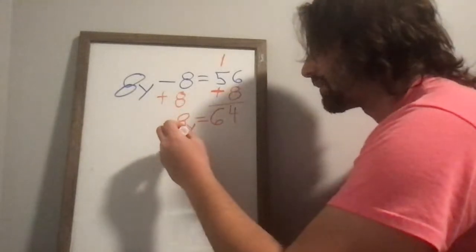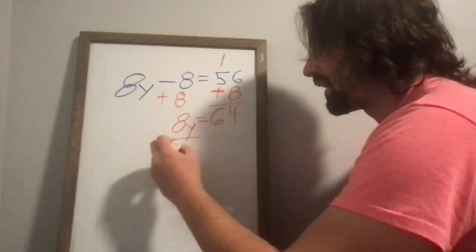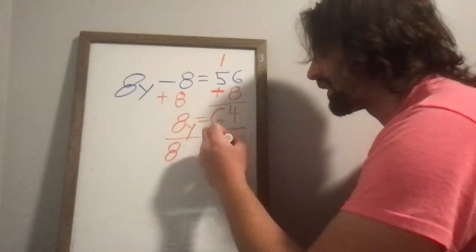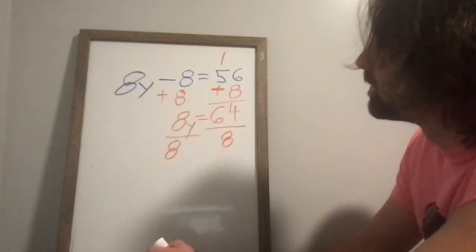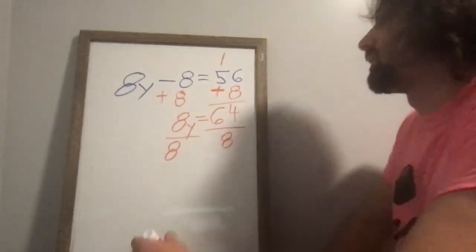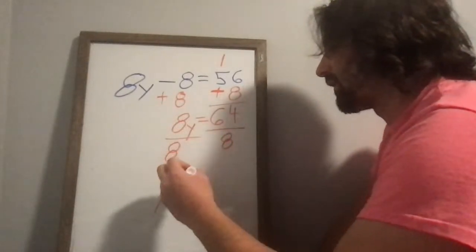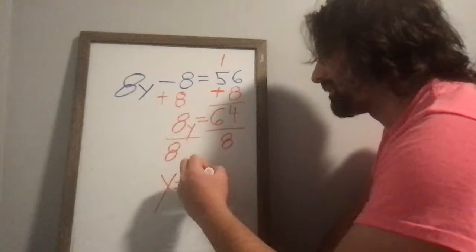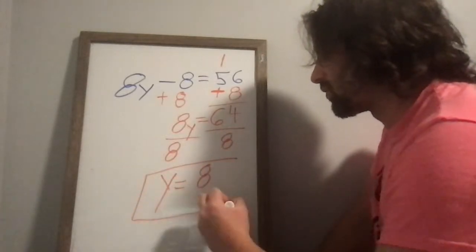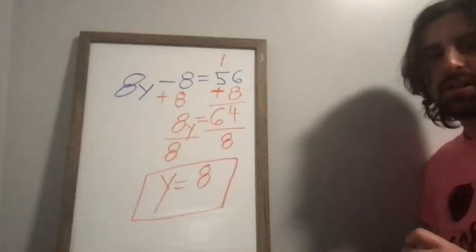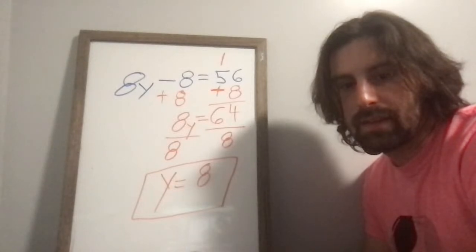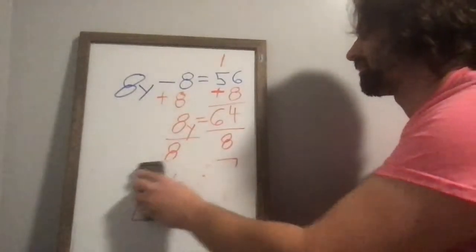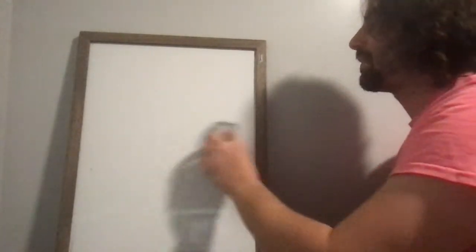All right. Step number 2. 64 divided by 8. So 8y divided by 8, we have y now. 64 divided by 8 equals 8. So y equals 8. Of course, we circle or put a square around our answer. That's another example problem there. All right, so those are my examples. 2-step algebra problems.